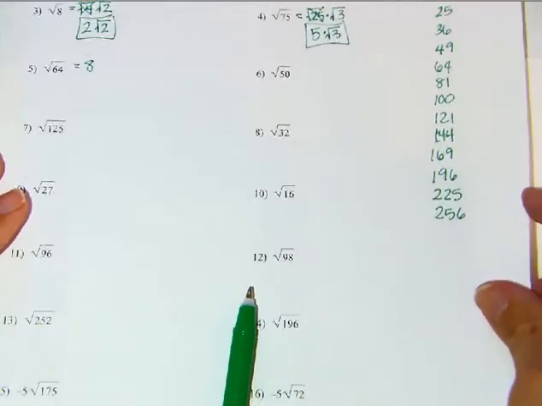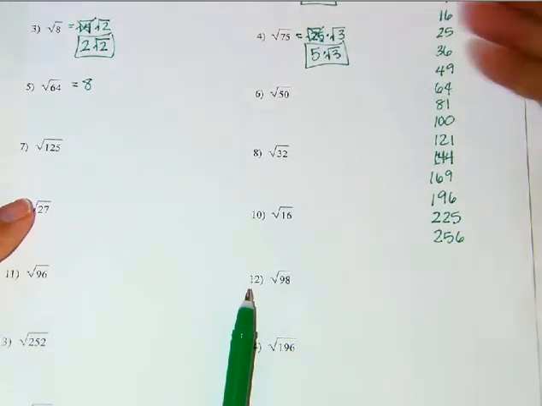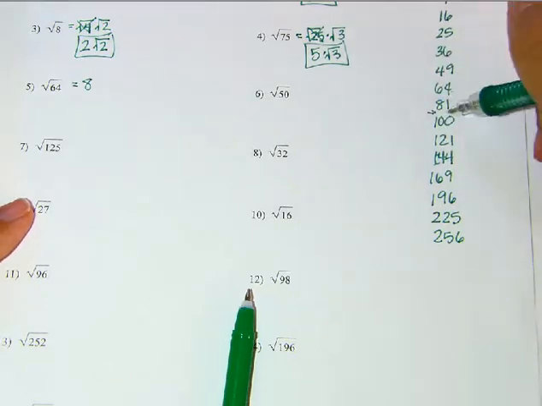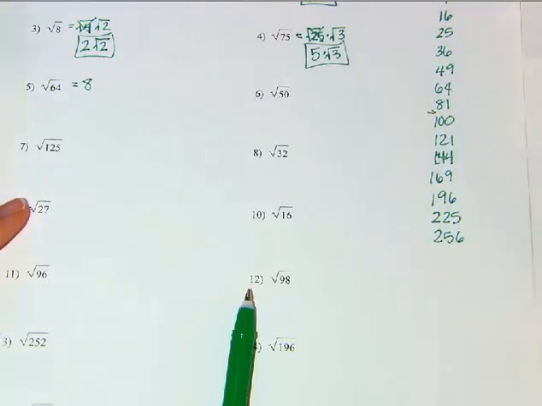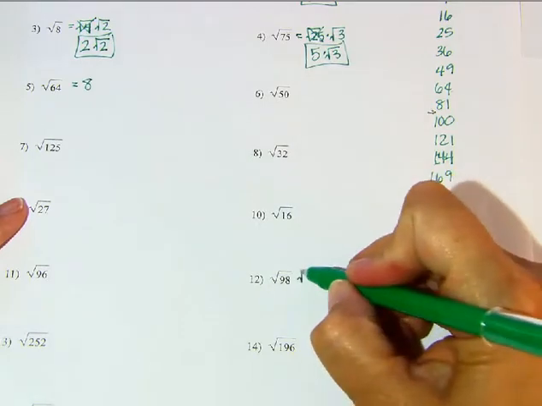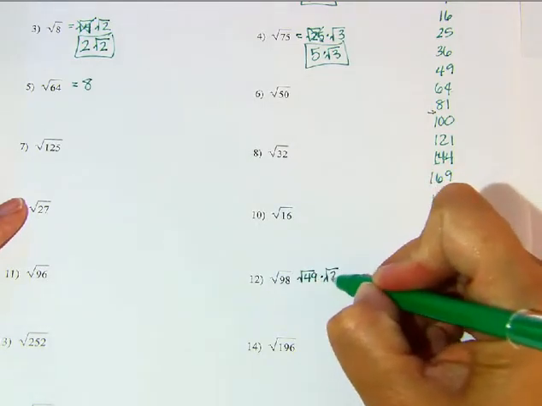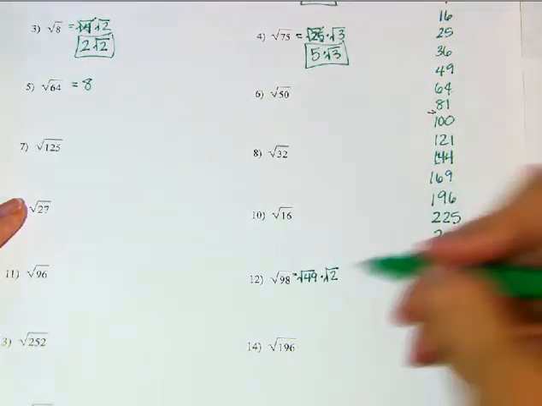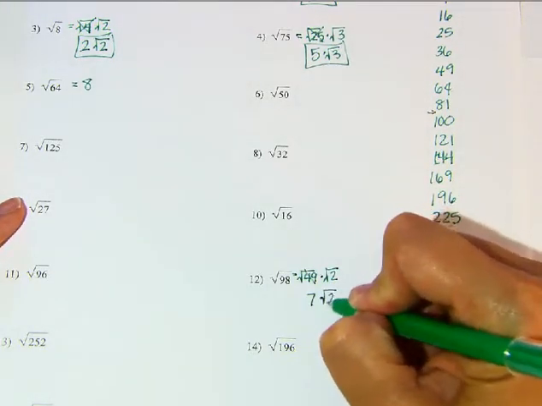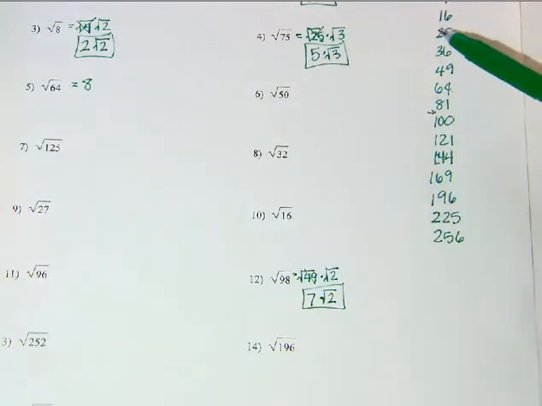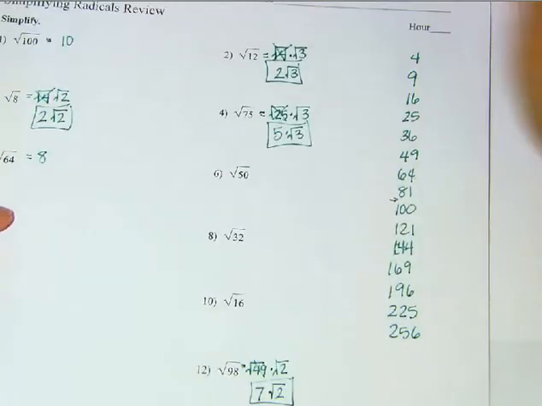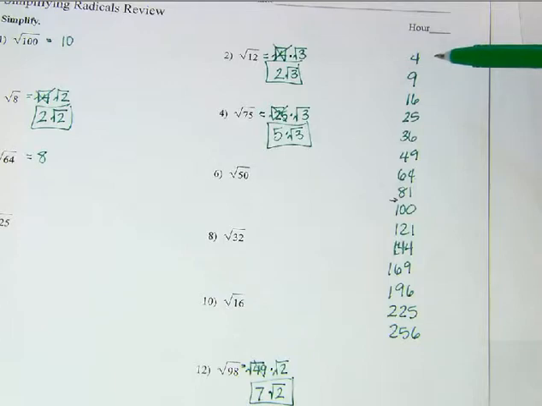98 fits, so I'm doing number 12, fits right here between 81 and 100. Well, 98 I can't divide by 81. I can't divide by 64, but 49 works. So I would want to do square root of 49 times 2. Okay, so this would be a 7 times square root of 2. All right. So some of them, if like say 16 goes into it, if you would have started at the top, 4 goes into 16, so you would have said, oh, square root of 4 goes into it, and thought you were done.